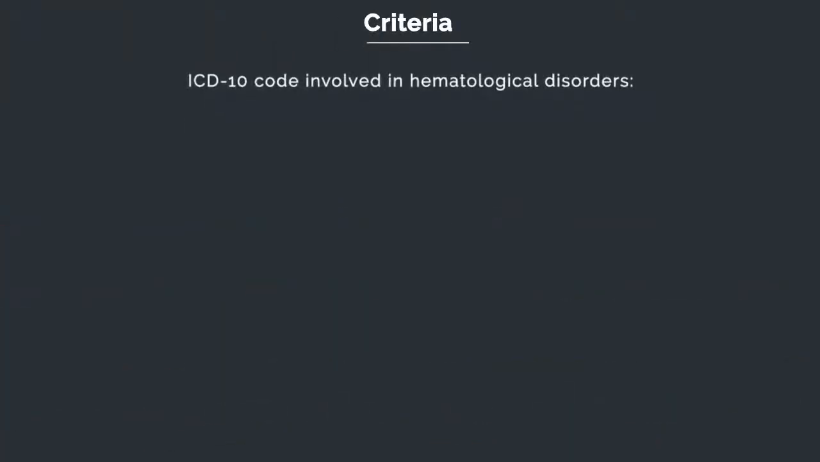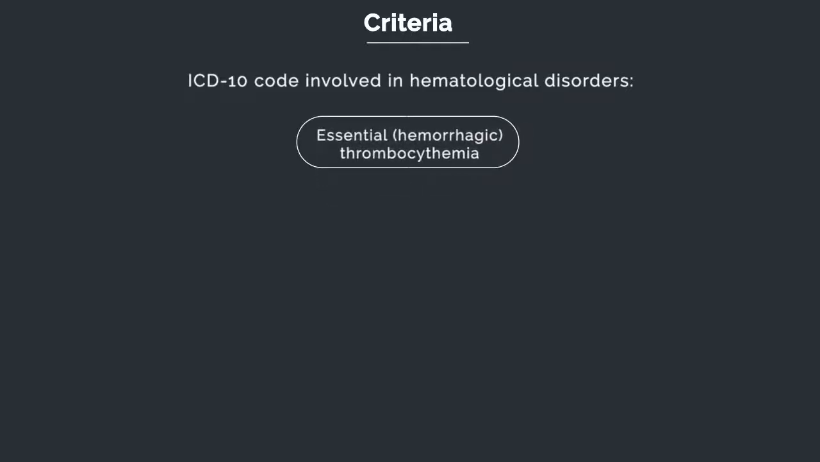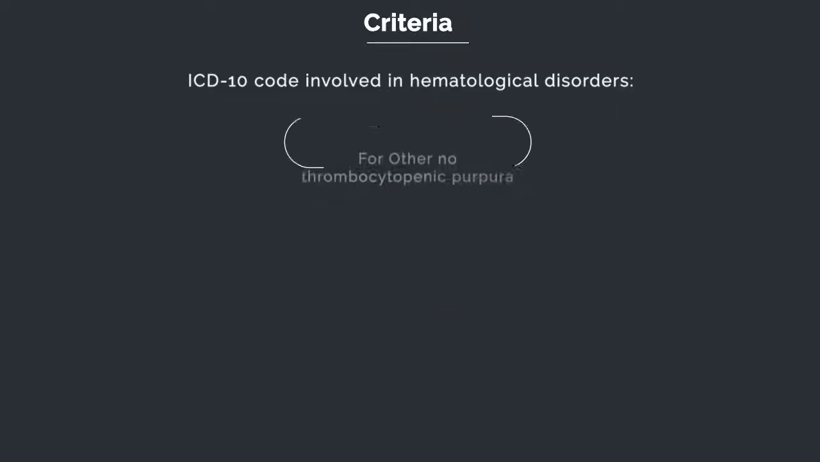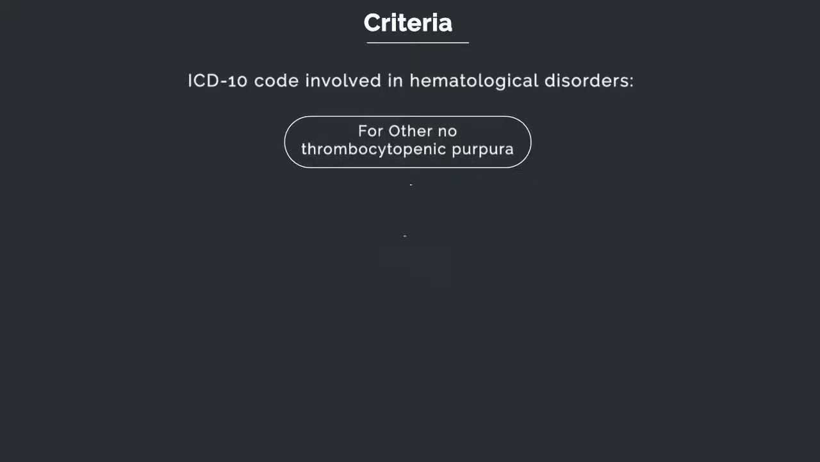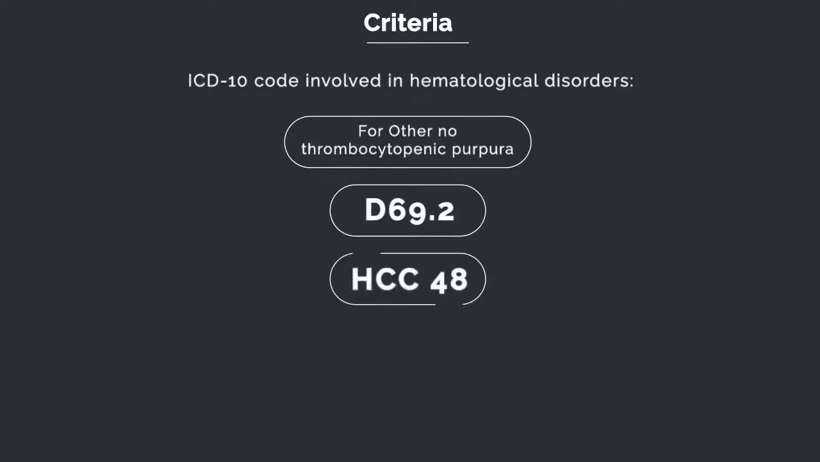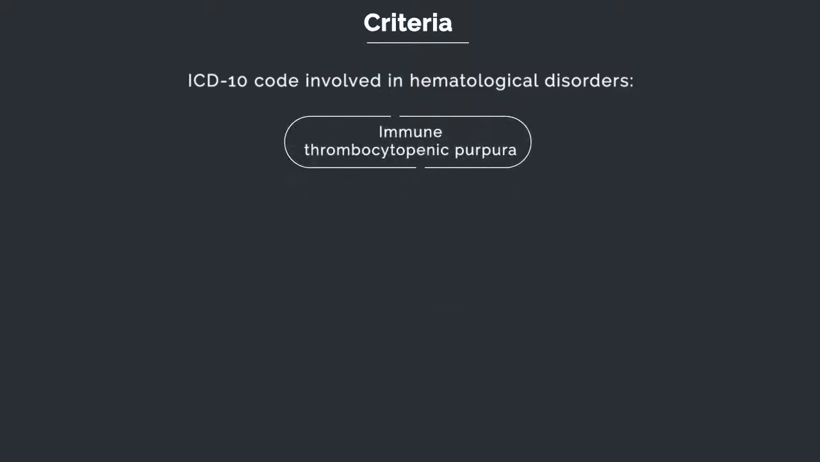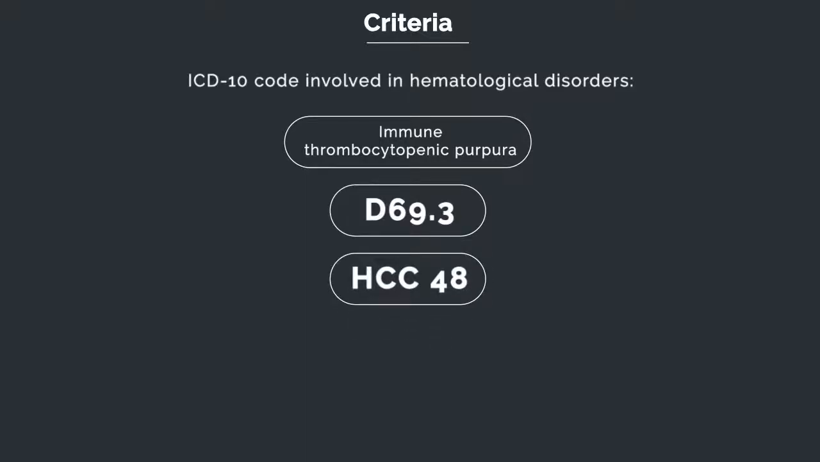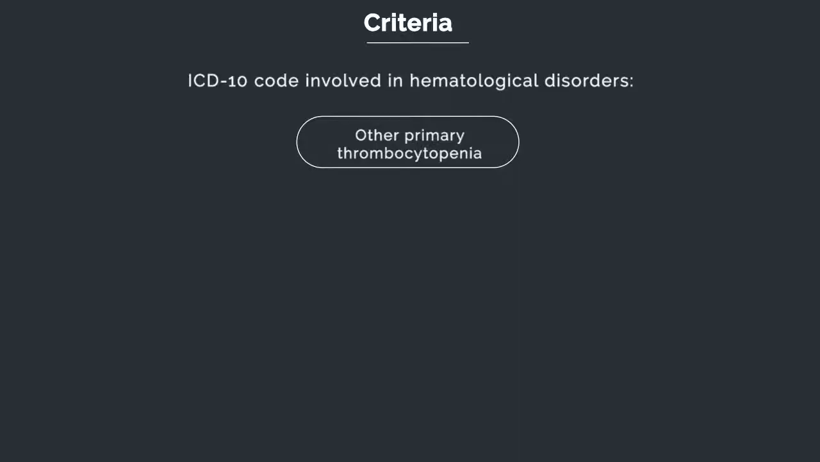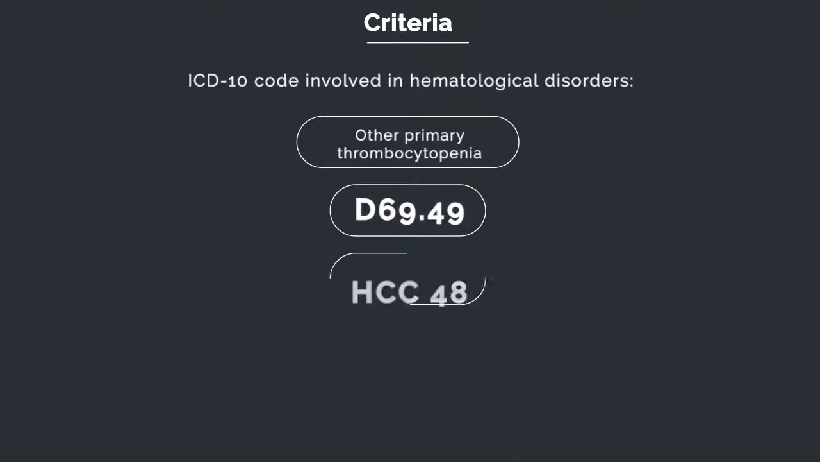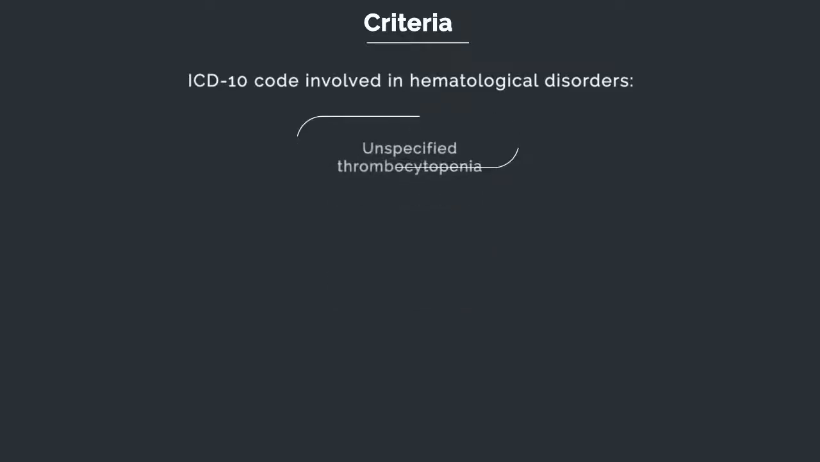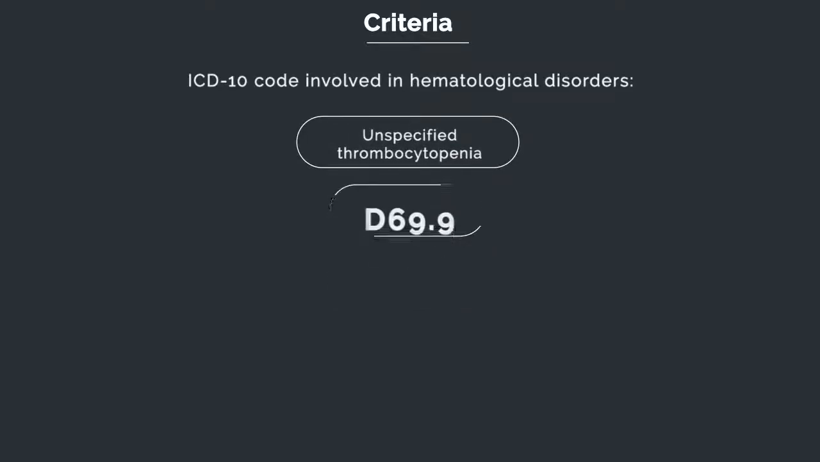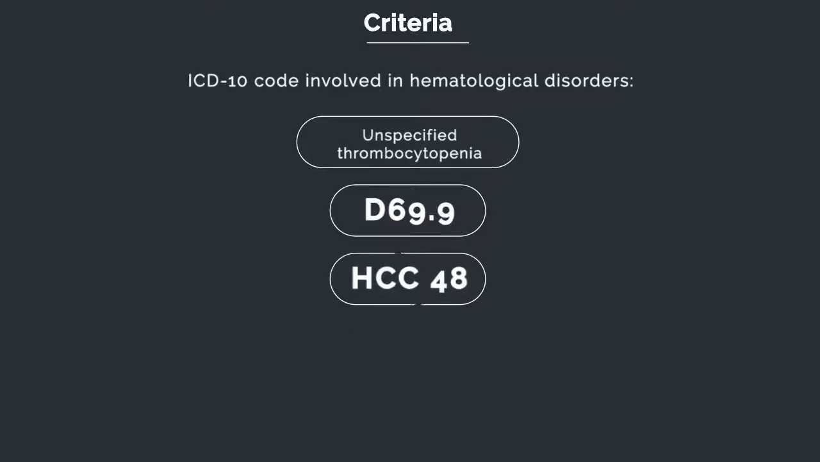The ICD-10 codes involved in hematological disorders include: for essential hemorrhagic thrombocythemia, the code is D47.3 and the HCC is 48. For other nonthrombocytopenic purpura, the code is D69.2, and the HCC is 48. Immune thrombocytopenic purpura is coded as D69.3, and its HCC is 48. For other primary thrombocytopenia, the code is D69.49, HCC 48, and lastly, for unspecified thrombocytopenia, the ICD code is D69.9 and the HCC is 48.